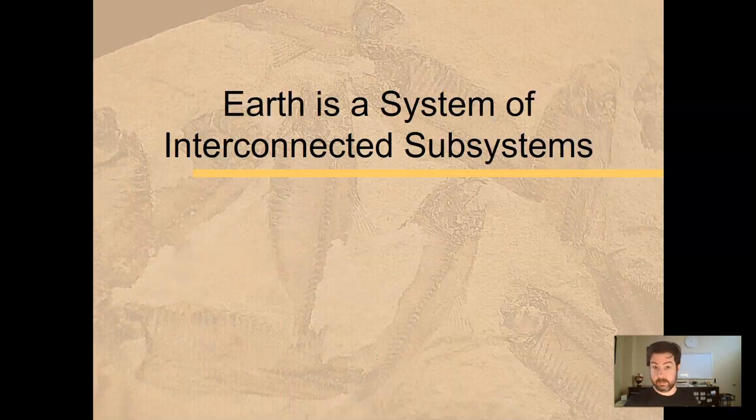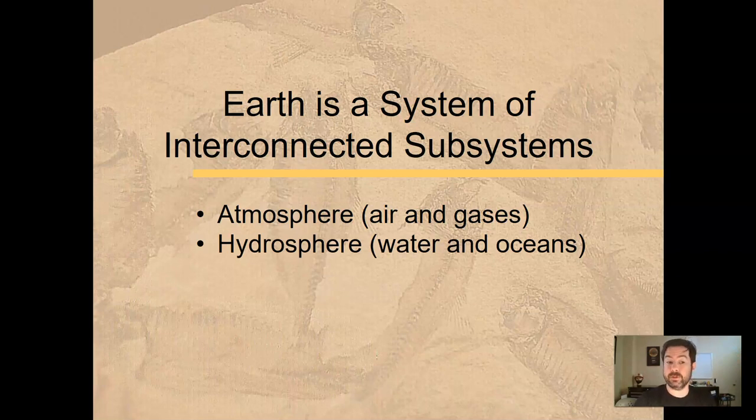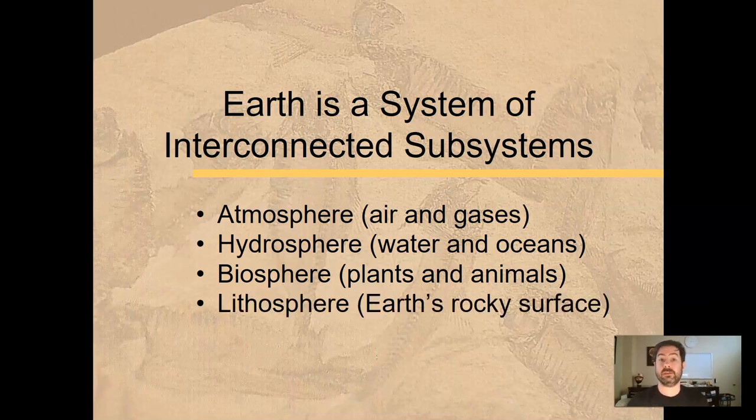So Earth is a system of itself, and it has interconnected subsystems. And there's four of them. And they all have the word sphere in them. So we have the atmosphere, air and the gases in it. The hydrosphere, water: fresh water, salt water of the oceans, glaciers. The biosphere, all the living stuff, plants and animals. And then we have the lithosphere, and that's the Earth's rocky surface.